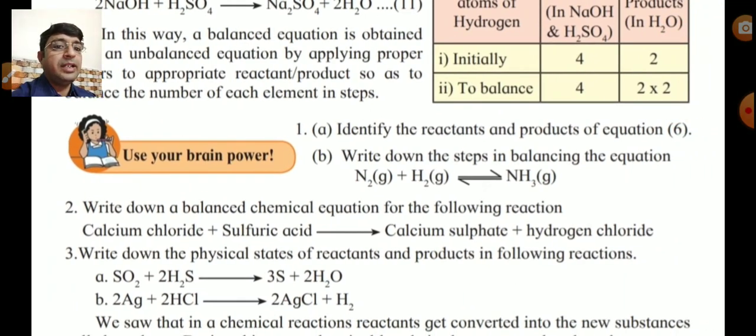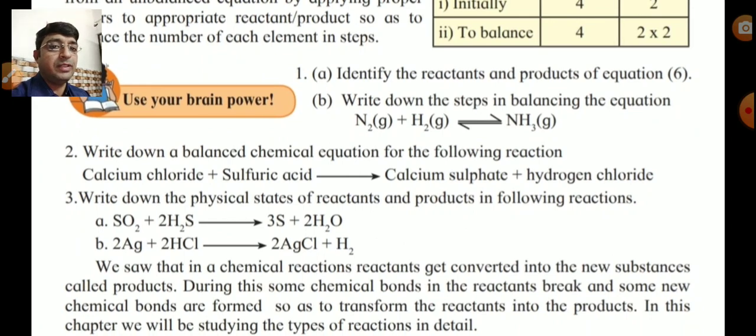Second question given. Write down a balanced chemical equation for the following reaction. Now a word equation is given. You write the chemical equation directly by using the molecular formulas and balance it directly, not step by step. This second question: calcium chloride reacts with sulfuric acid, then to form calcium sulfate plus hydrogen chloride.